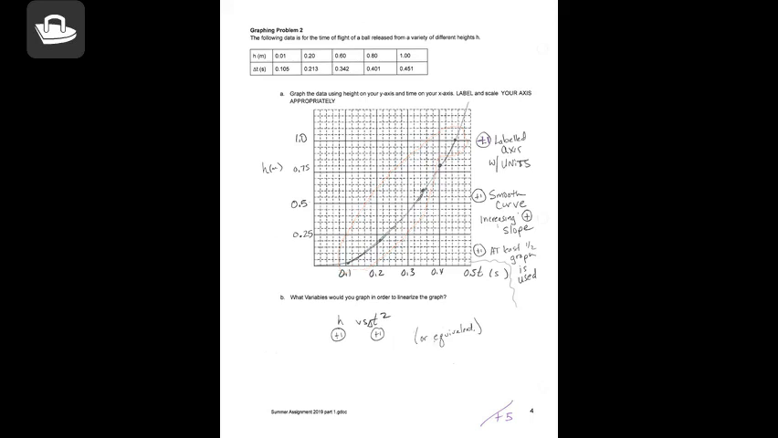So if I want to get something that's going to look like this, then I have to square the x-axis, so h versus t squared. So 1 point for each one of those. All right, that's a total of 5 points on that page.